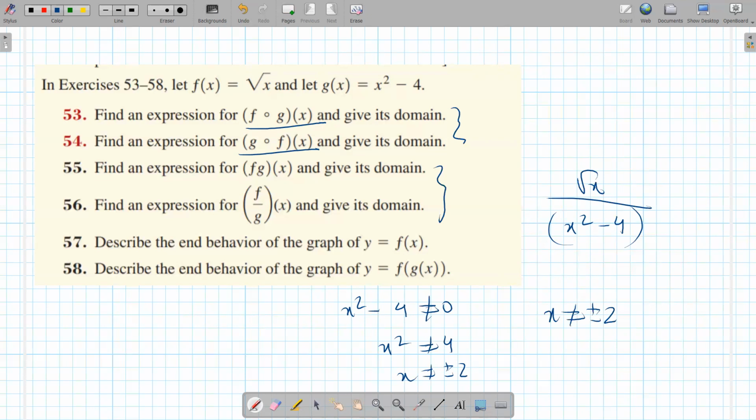Oh, because it could be either -2 or +2. Yeah, that'll give you the same positive 4 here, and that'll give you a 0 in the denominator. So it's going to be negative infinity to negative 2 exclusive, because if it's negative 2, you get a 0 in the denominator. Union, negative 2 to positive infinity.